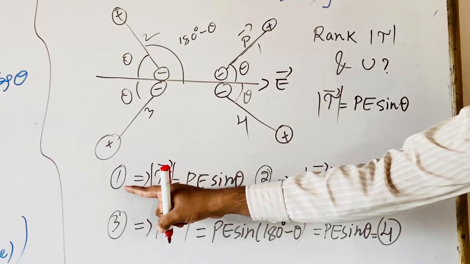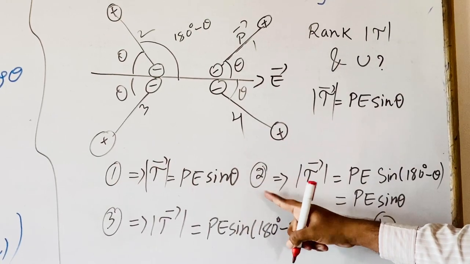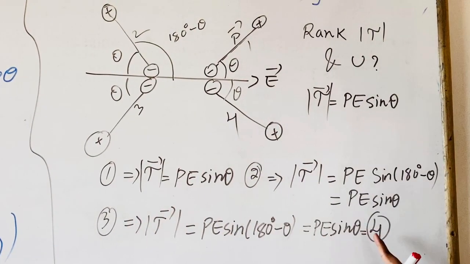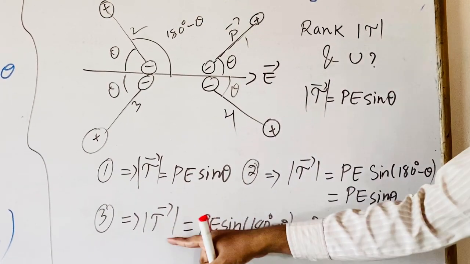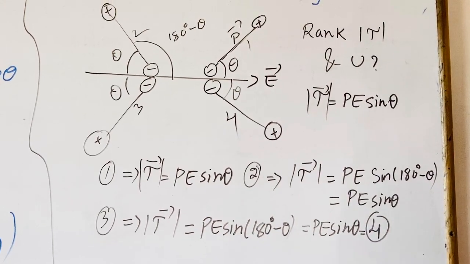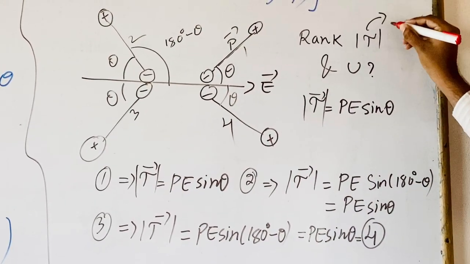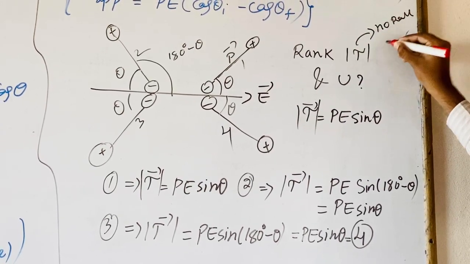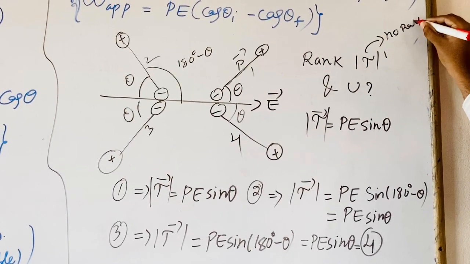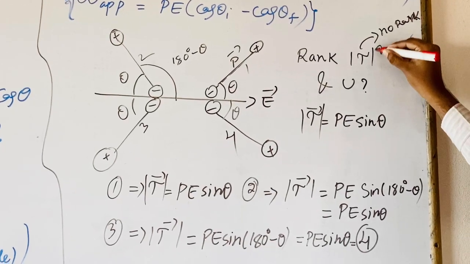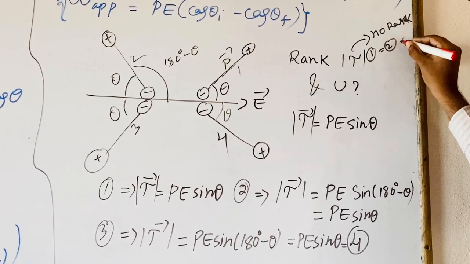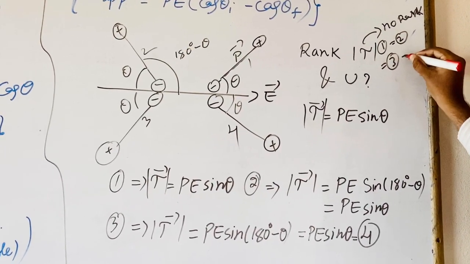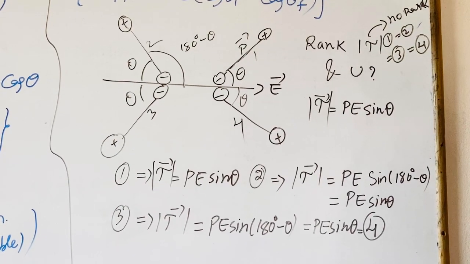Nothing but here what we observe: for the first dipole, second dipole, third dipole, fourth dipole, the value of the torque that we are seeing is the same. That's why, what is the rank for this tau? So for tau, no rank. Tau 1 is equal to 2 is equal to 3 is equal to 4.